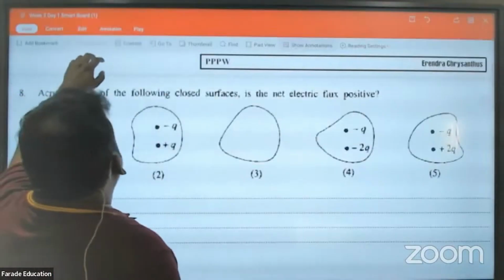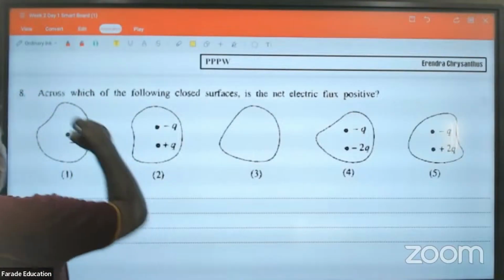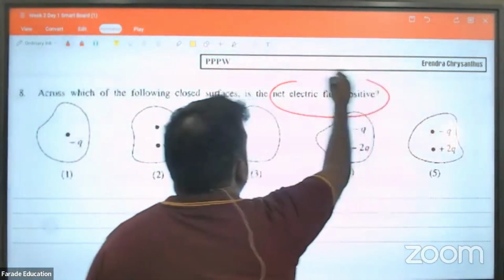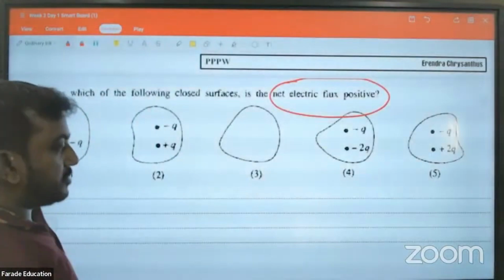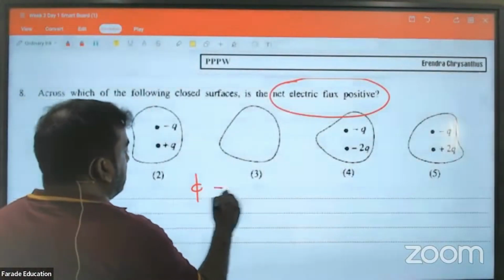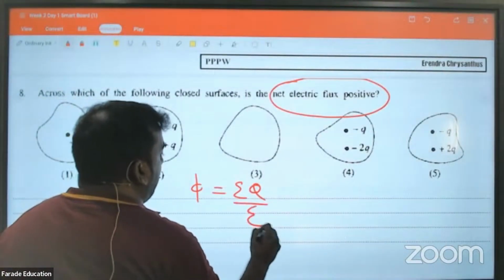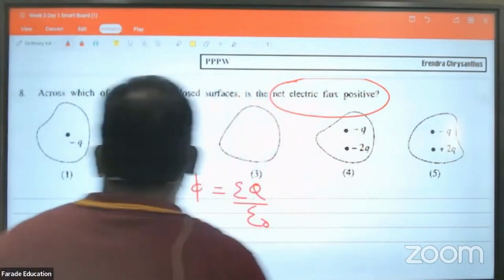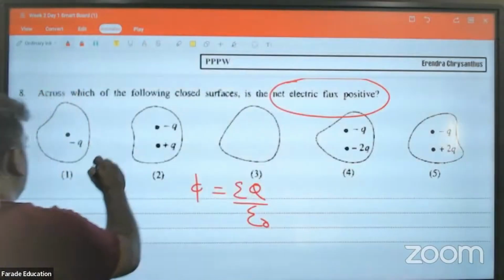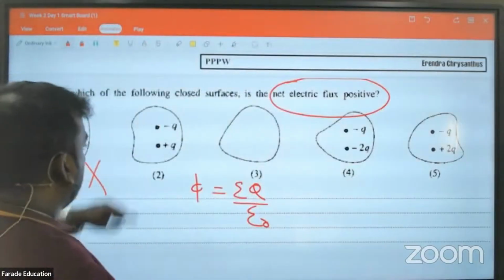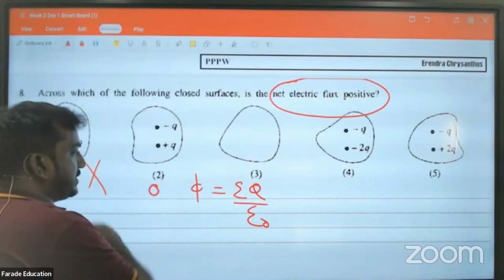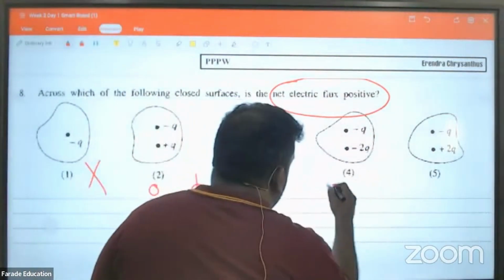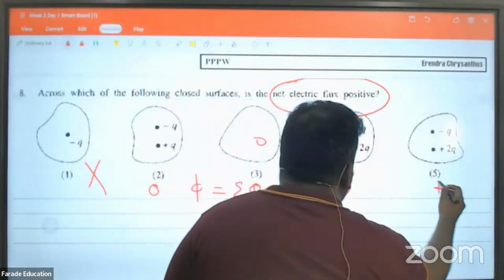Look at this carefully. Which of the following closed surfaces has a positive net electric flux? By Gauss theorem, as all of you know, flux is the sum of charges divided by epsilon naught. So the sum of charges should be positive. Here it is negative, so it can't be the first one. Here flux is 0. Here flux is 0. Here flux is 0. Here flux is negative. Here the net charge is positive.